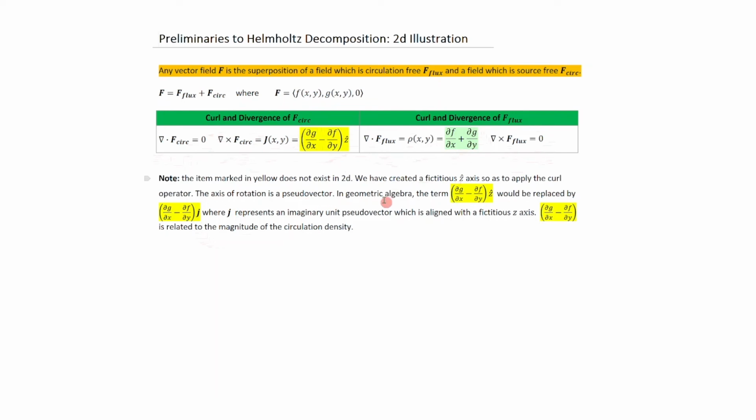In geometric algebra, we'll just quickly discuss, the term dGx minus dFy z hat would be replaced by something that looks like this, where this J, bold, represents an imaginary unit pseudovector which is aligned with a fictitious z-axis. And it's related to the magnitude of the circulation density. But by putting in J you make no inference to a z direction, you just say it's some form of pseudovector.